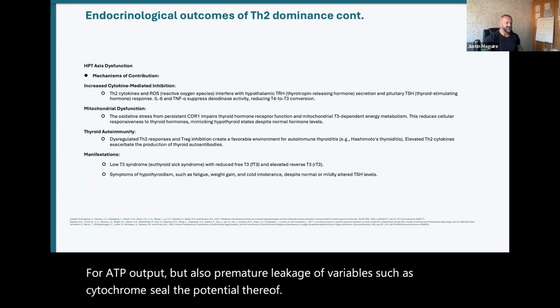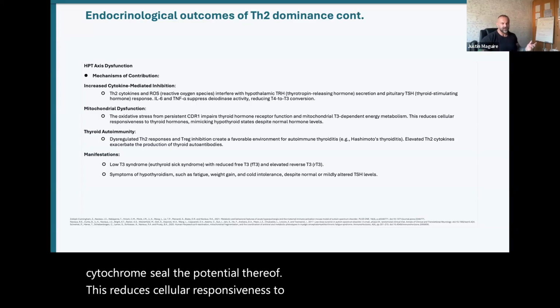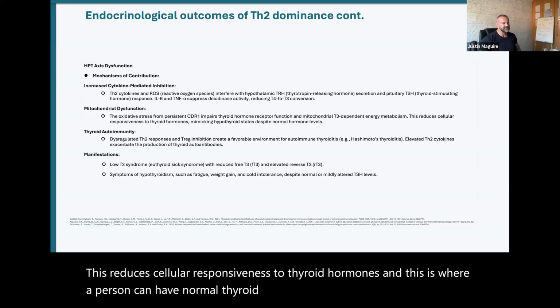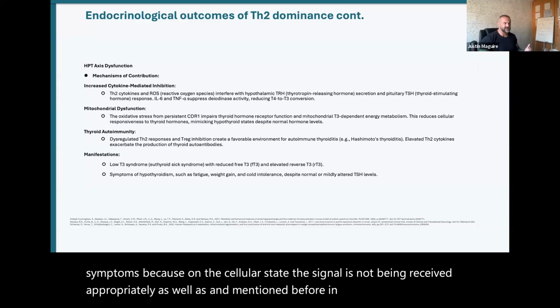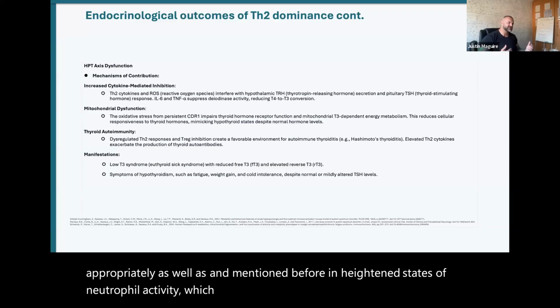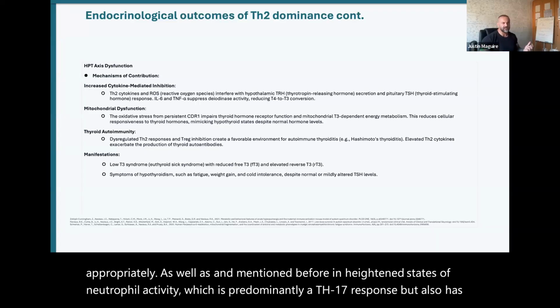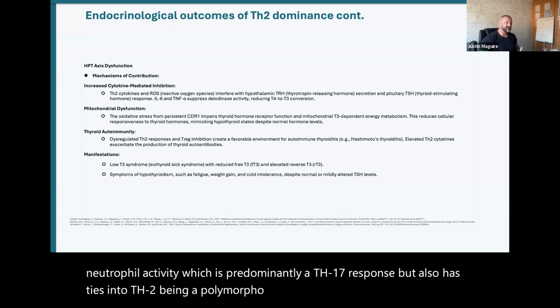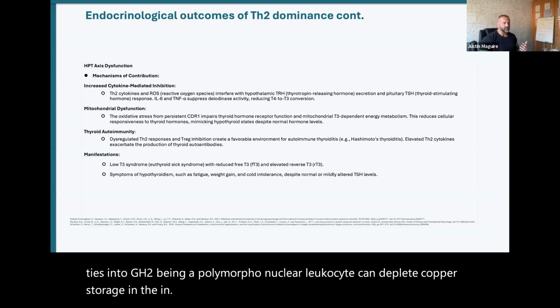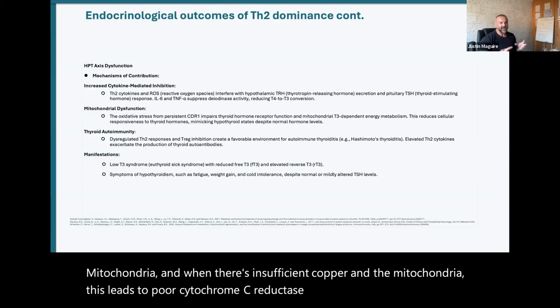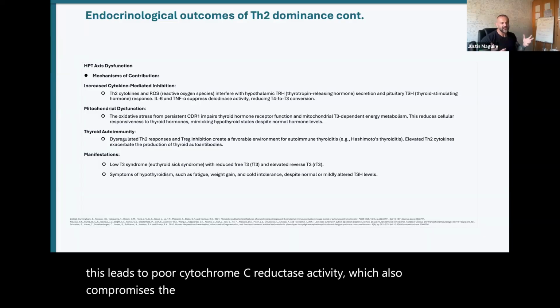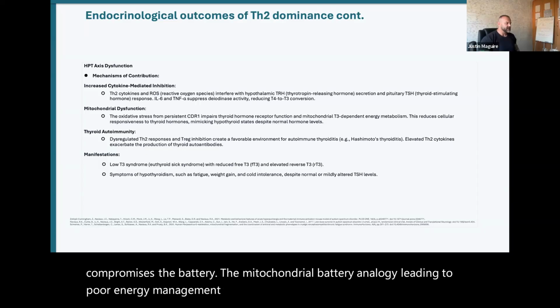This reduces cellular responsiveness to thyroid hormones, and this is where a person can have normal thyroid labs, but yet have hypothyroid symptoms, because on a cellular state, the signal is not being received appropriately. As mentioned before, heightened states of neutrophil activity, which is predominantly a Th17 response but also has ties into Th2, neutrophils being a polymorphonuclear leukocyte, can deplete copper stores in the mitochondria. And when there's insufficient copper in the mitochondria, this leads to poor cytochrome C reductase activity, which also compromises the battery, the mitochondrial battery analogy, leading to poor energy management and maintenance in its expression.